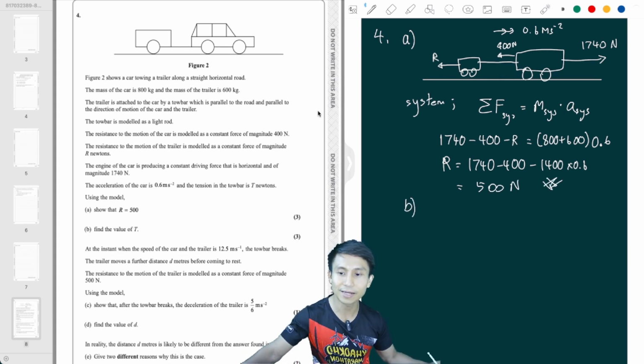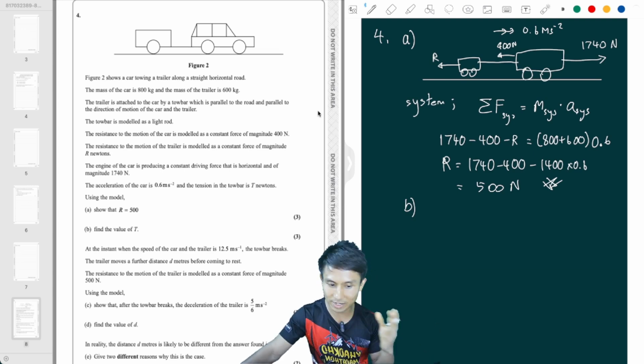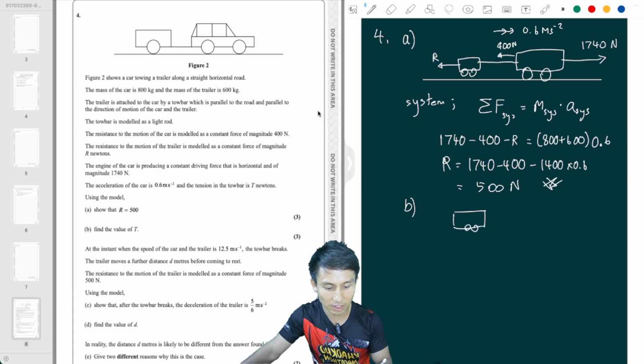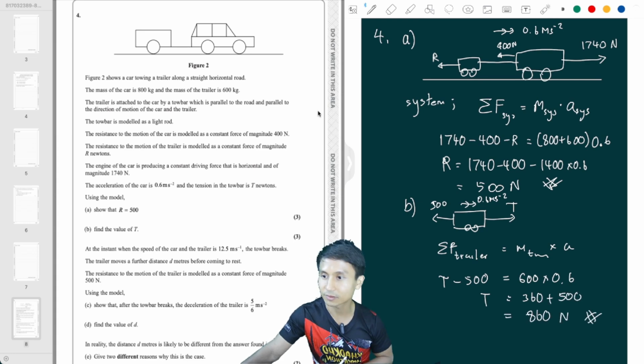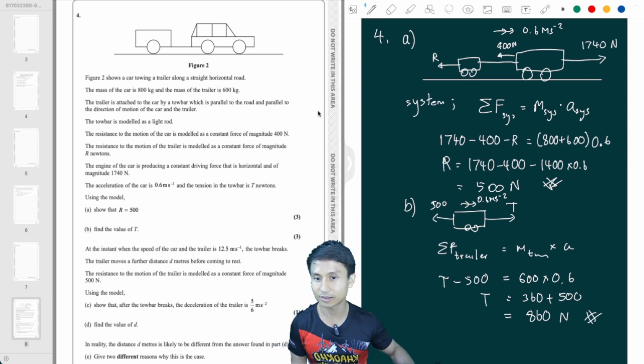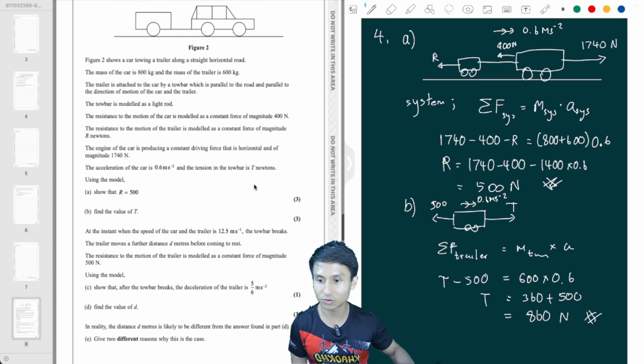Part B. Find the value of T. Now tension. We can pick either one because we already know R as well. So I'm just going to do the trailer, the little guy. 500 pulling back and the tension pulling forward. Nothing else. Acceleration still the same, 0.6 meters per second squared. So sigma F trailer equals M trailer times A. Sigma F is T minus 500 equals M of the trailer, being 600, times the A, which is still the same because this is a connected particle system. So tension would be 600 times 0.6 is 360, plus 500. That is 860 newtons. So that's the tension there. Done for the first two parts, and now on to parts C, D, and E.